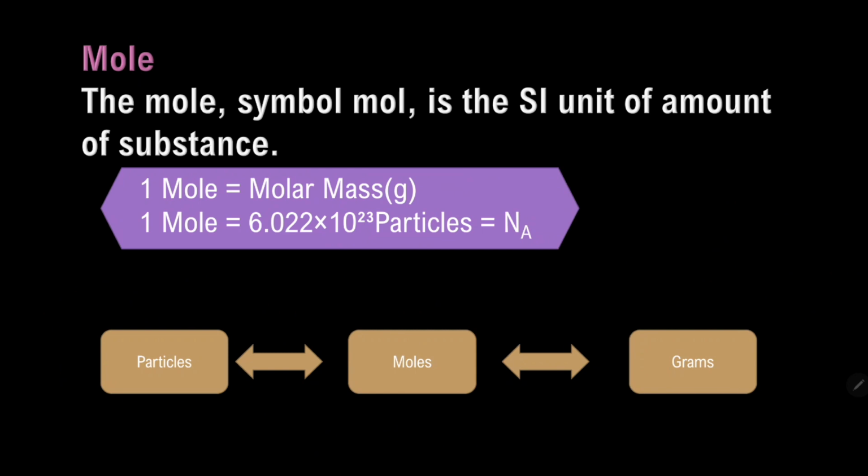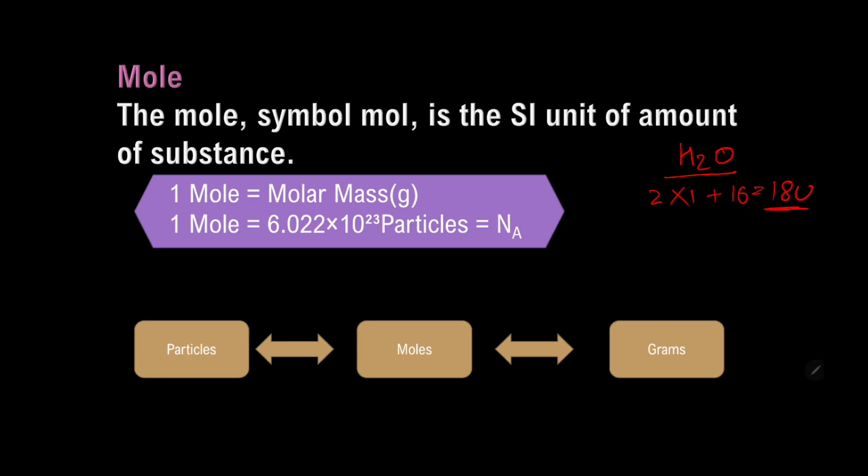Say, for example, I want to calculate the molar mass of H2O. First, let's calculate the molecular mass of H2O. That is 2 into 1 plus 16. It will give you 18 u. That is the mass of one molecule of H2O. So if you want to calculate the mass of 6.022 into 10 raised to the power 23 molecules of H2O, that is, if you want to calculate the molar mass, you have to keep the numerical value the same as it is.